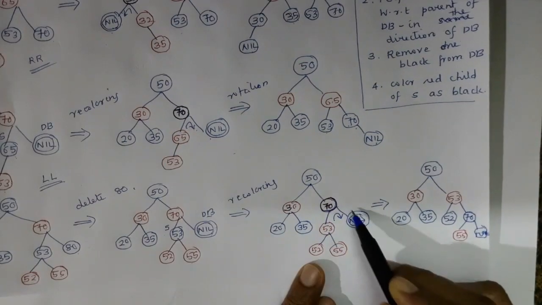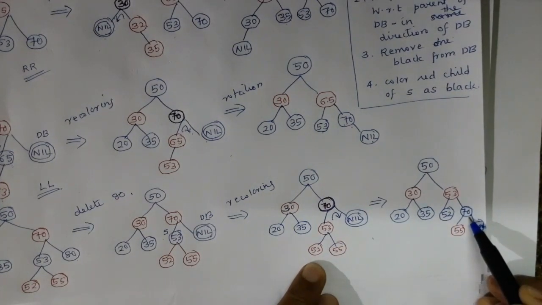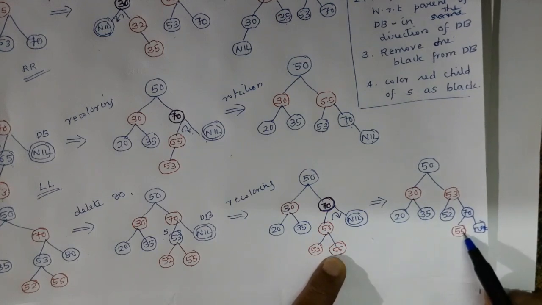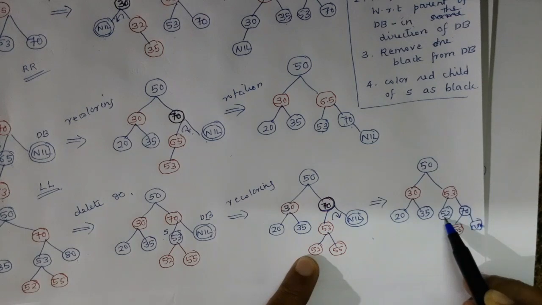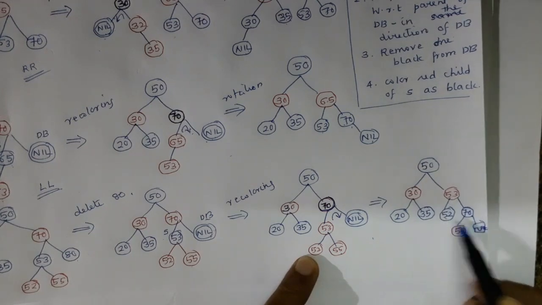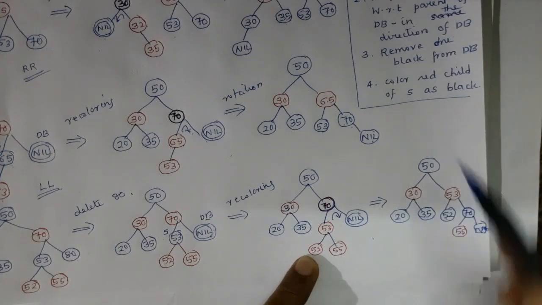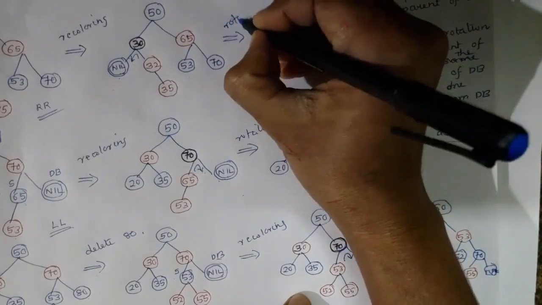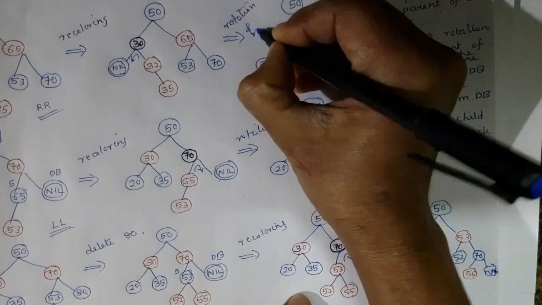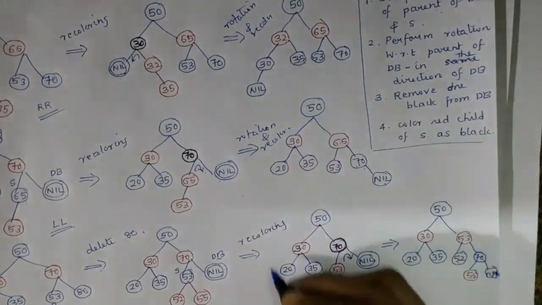So to rotate this, we pull from this side. 53 goes up and 70 goes down. And this 55 becomes left child of 70 and 52 becomes left child of 53. But here 53 is recolored as black and we remove one black from the nil node. So recoloring is performed with the rotation in these three cases. Here also rotation and recoloring. Here also rotation and recoloring.